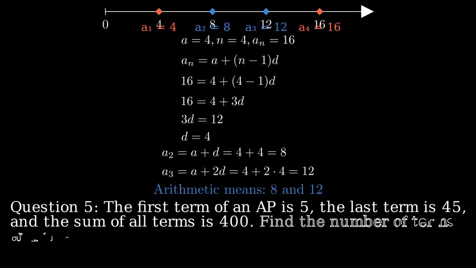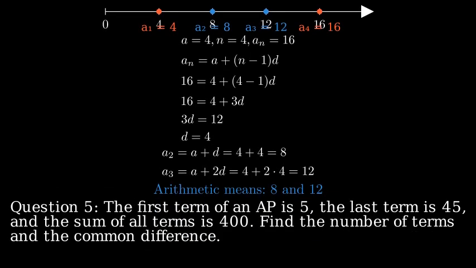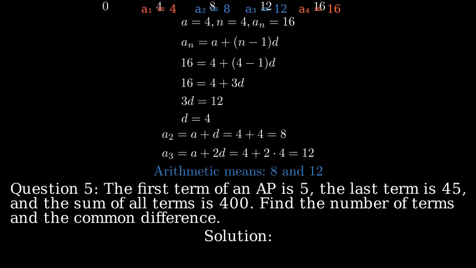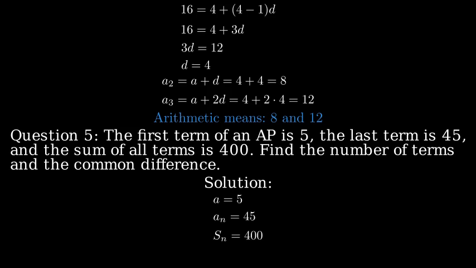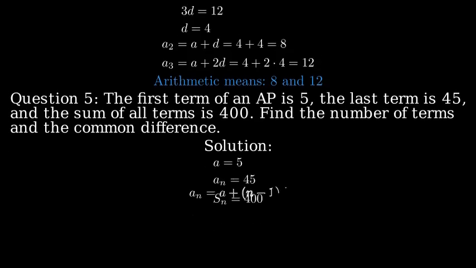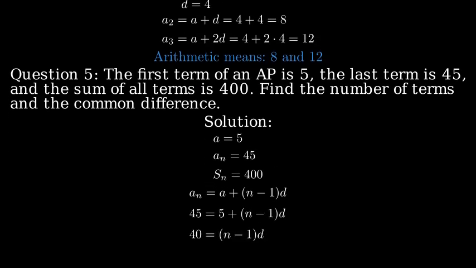Question 5. The first term of an AP is 5, the last term is 45, and the sum of all terms is 400. Find the number of terms and the common difference. Let's denote the number of terms as n and the common difference as d. We have the following information. a equals 5, a sub n equals 45, and S sub n equals 400. Using the formula a sub n equals a plus n minus 1 d, we get 45 equals 5 plus n minus 1 d. 40 equals n minus 1 d.